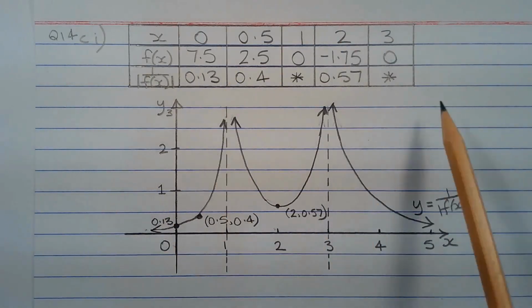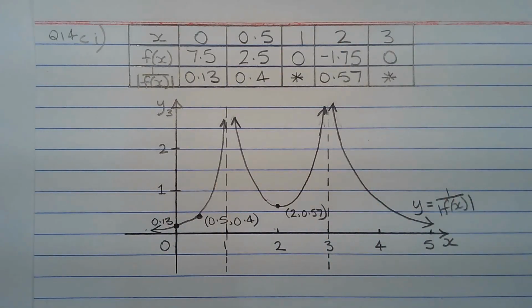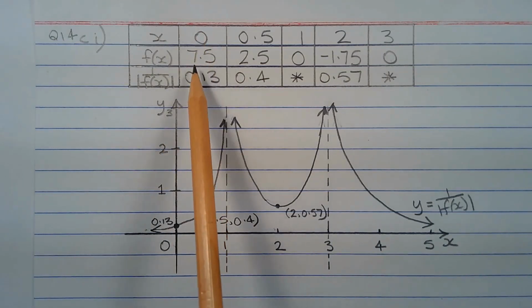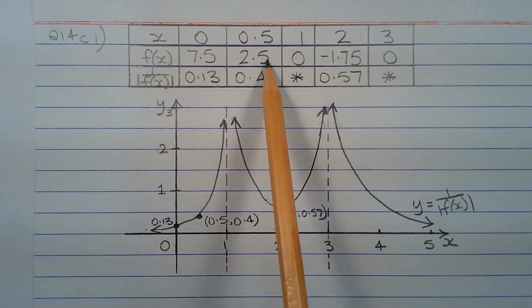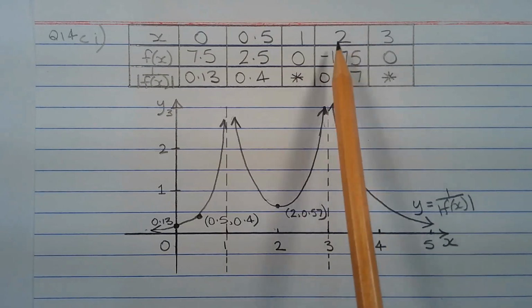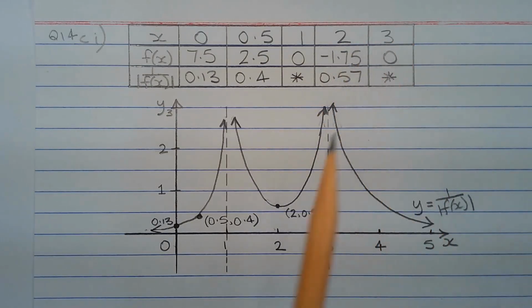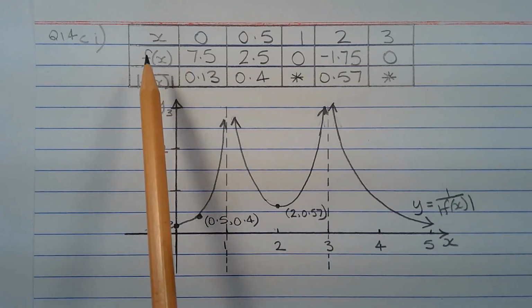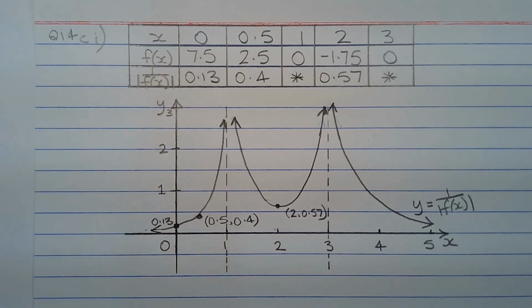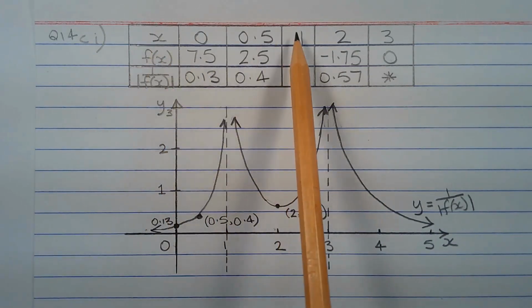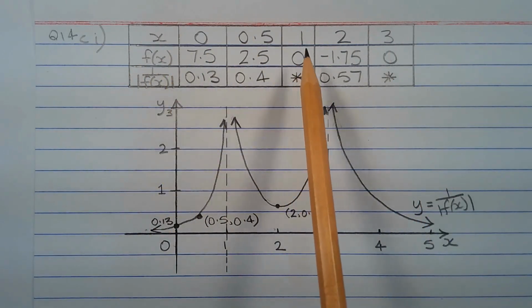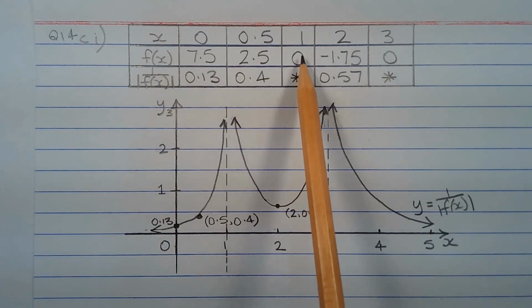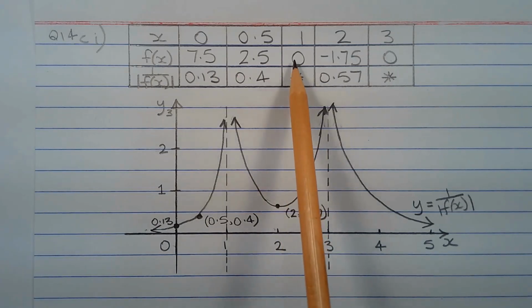Create a table of values that contain the x and y coordinates of the 5 points on the original graph. That is (0, 7.5), (0.5, 2.5), (1, 0), (2, -1.75), and (3, 0). The third row is found by taking the absolute value of f(x) and then finding the reciprocal. Now note that where x = 1 and x = 3, f(x) is equal to 0, and the reciprocal of 0 is undefined, so that's where the vertical asymptotes will be.